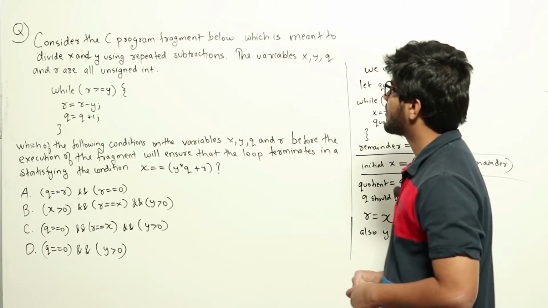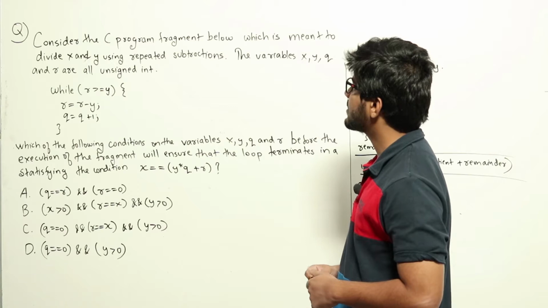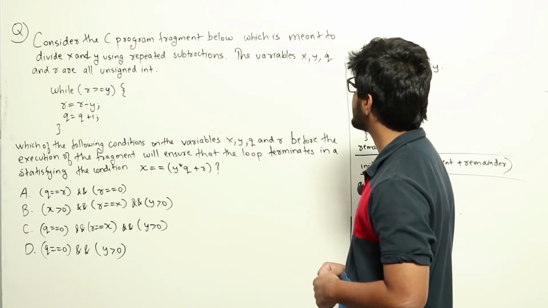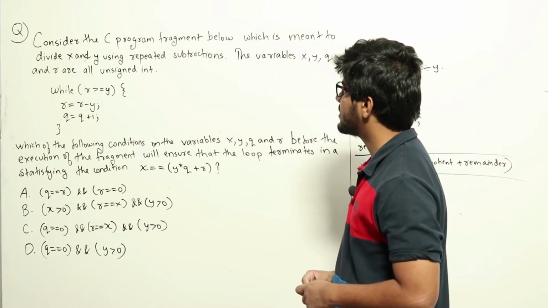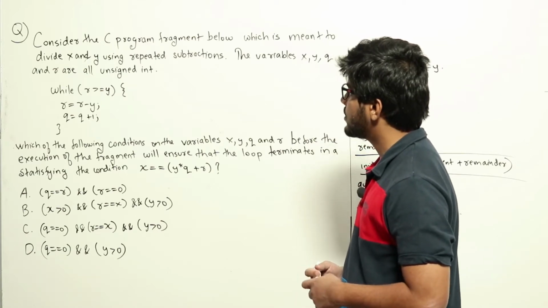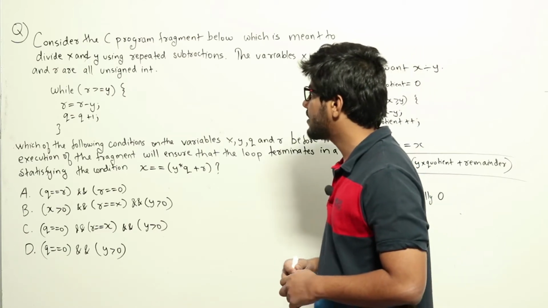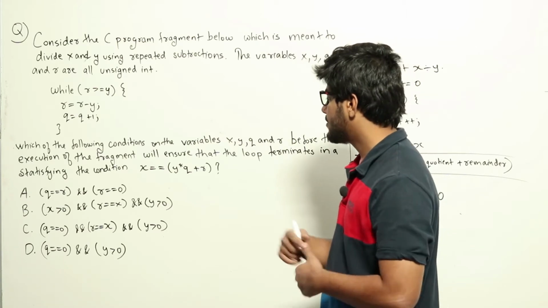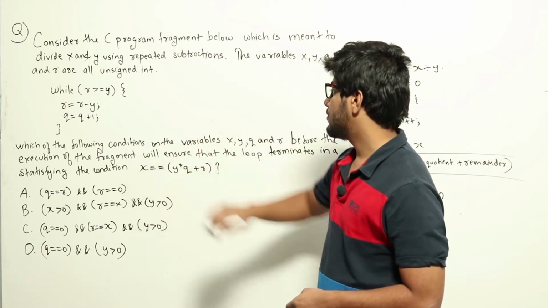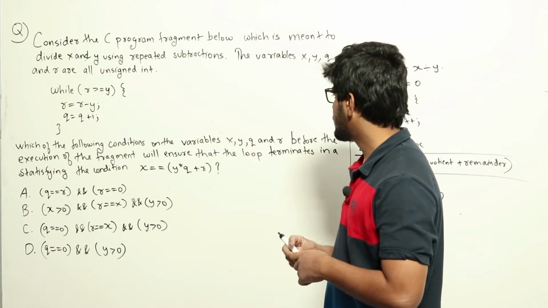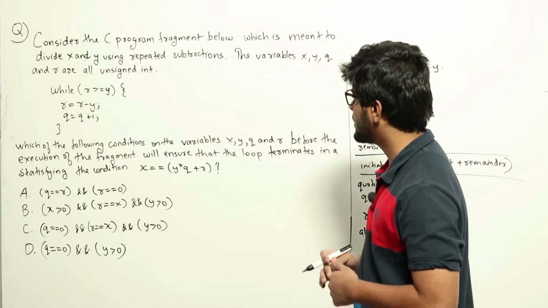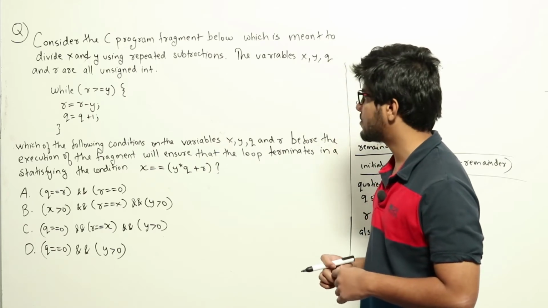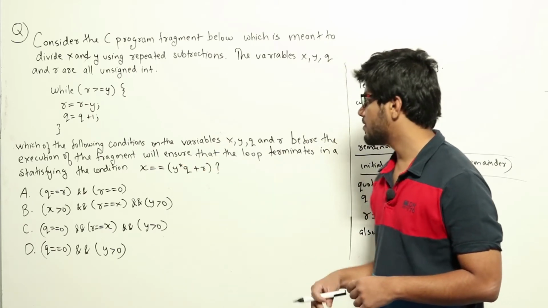Consider the C program fragment below, which is meant to divide x and y using repeated subtractions. The variables x, y, q and r are all unsigned int. While r greater than or equal to y, r equal to r minus y, q equal to q plus 1. This is the code. Which of the following conditions on the variables x, y, q and r before the execution of the fragment will ensure that the loop terminates in a state satisfying the condition x equal to y into q plus r?